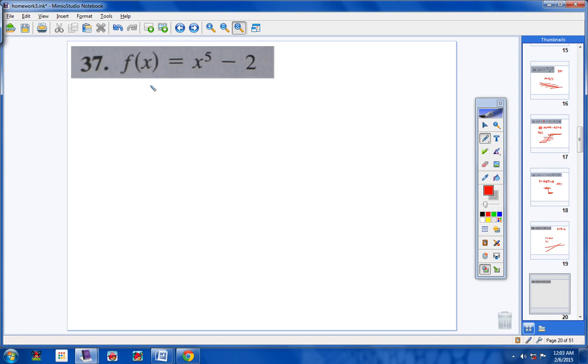Alright, students, here we go. Let's find the inverse of this function. y equals x to the 5th minus 2. Where the y is, I'll put an x. Where the x is, I'll put a y. And let's solve for y.